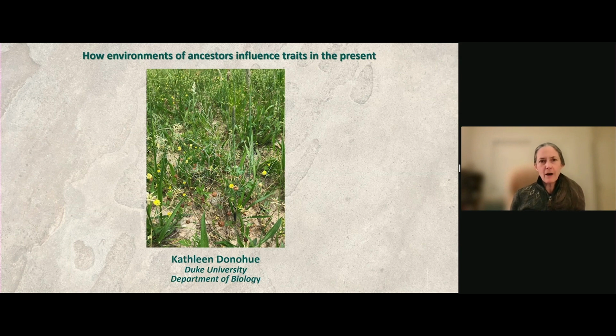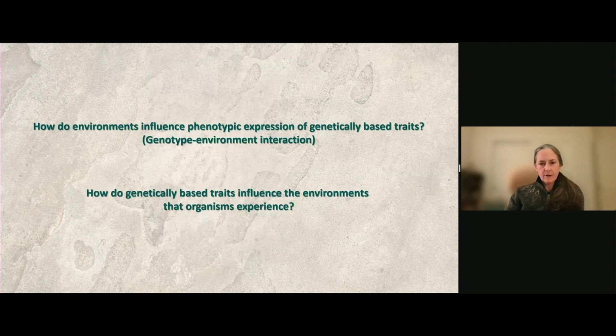So today I'll be talking about how environments of ancestors influence traits in the present in the model system of Arabidopsis thaliana. My research program has two main components. The first is how genes and environments interact to produce ecologically important traits. And the second is how genetically based traits influence the environments that organisms experience. To the evolutionary ecologists in the audience, you can see that this reciprocal interaction between these two components has the potential to lead to some interesting dynamics and feedbacks.